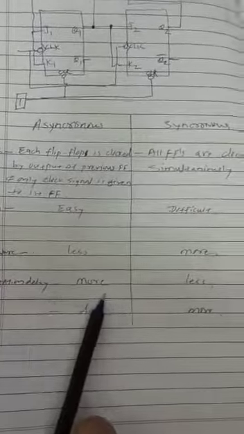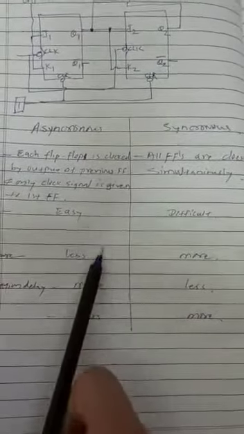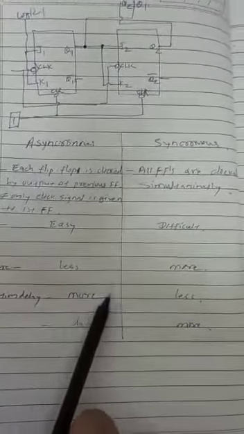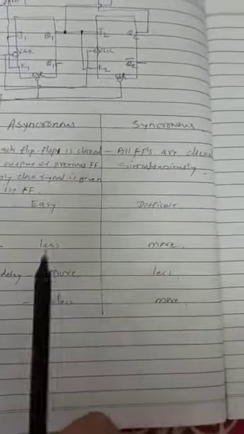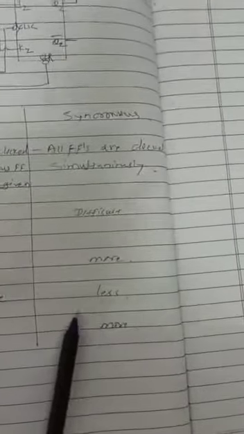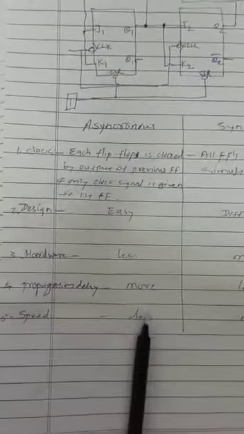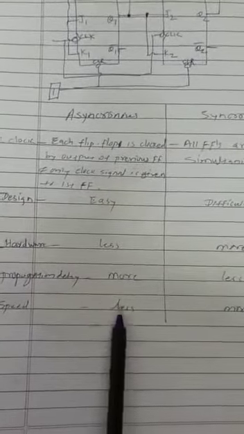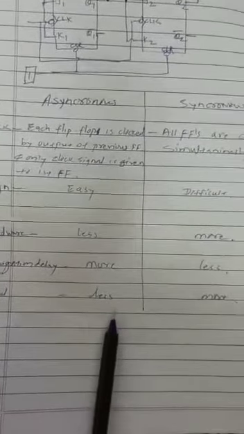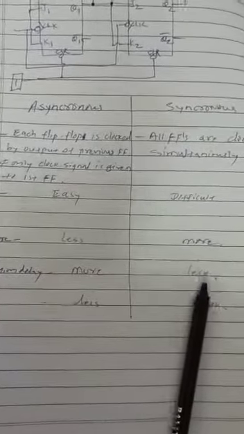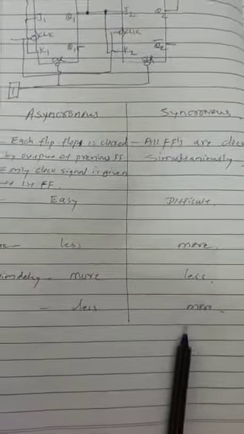Next difference is the propagation delay. Okay, in case of asynchronous counter, more propagation delay is involved because here the output we use as an input to the next. Okay, so that is not the case in a synchronous counter. All flip-flops are clocked simultaneously, so that's why propagation delay is less. Then speed of operation is less in case of asynchronous counter, more in case of synchronous counter. So these are the 5 main differences between asynchronous counter and synchronous counter.